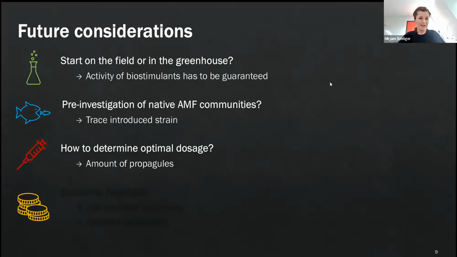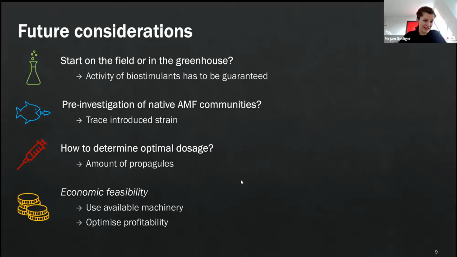I mentioned that before. It's crucial to state on the products how many propagules you have. So also in experiments, you can state how many propagules you need to establish a working mycorrhizae community that will give you certain effects, which brings me to the last point, which is economic feasibility, which is really essential at the end for the farmers. So I think it's important to include available machinery so that people don't have to purchase new equipment. And in this way also optimize profitability so that the effects that we see in the field are really lowering the costs for the farmers at the end.